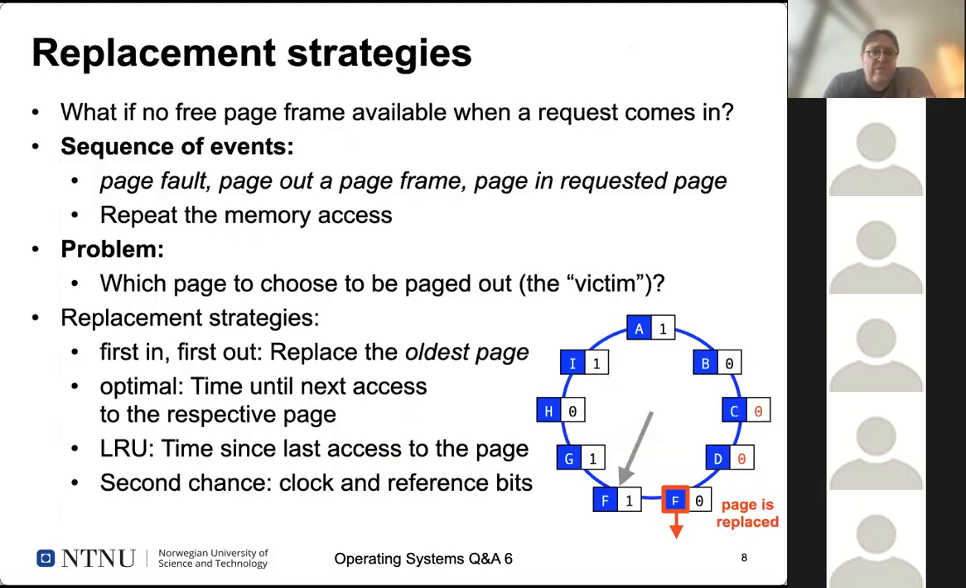So the problem is when we want to swap in a page from external storage, what happens if there is no free page available? Then we have a problem, obviously. And the solution for this problem is we have to make a page available.